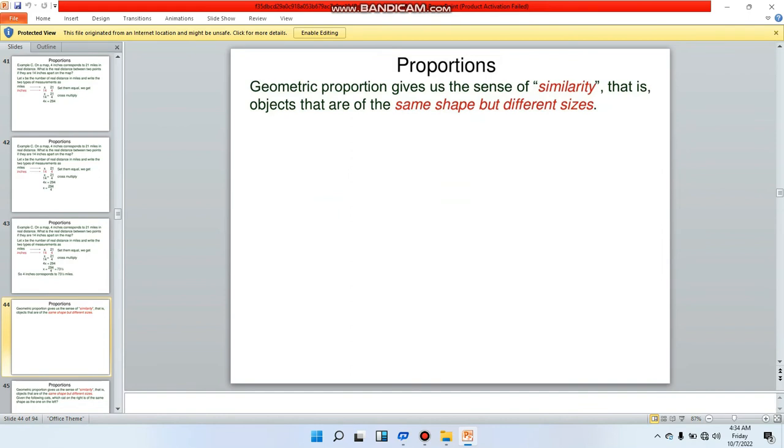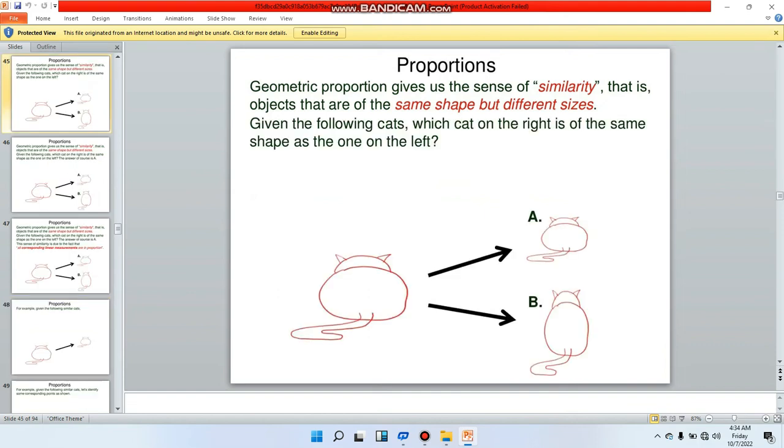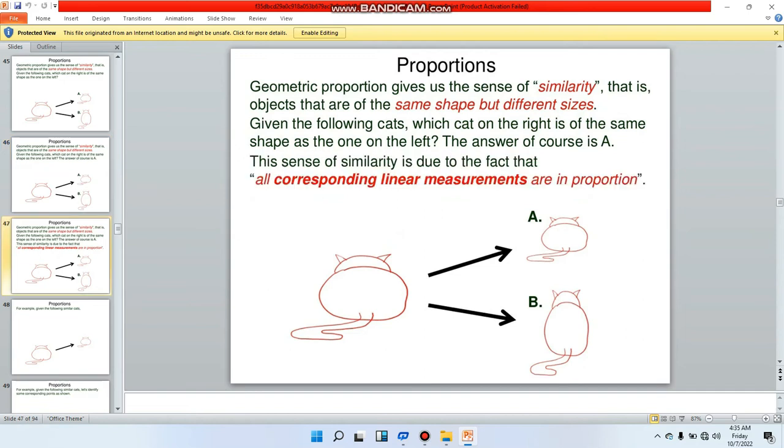Geometric proportion gives us the sense of similarity, that is, objects that are of the same shape but different size. Given the following cats, which cat on the right is of the same shape as the one on the left? Cat A, cat B. We can easily see that cat A is the same as the cat on the left side. The answer, of course, is A. This sense of similarity is due to the fact that all corresponding linear measurements are in proportion.